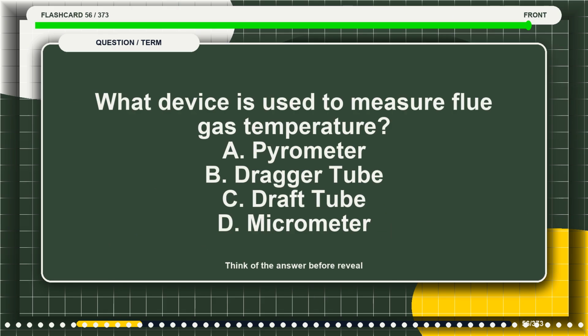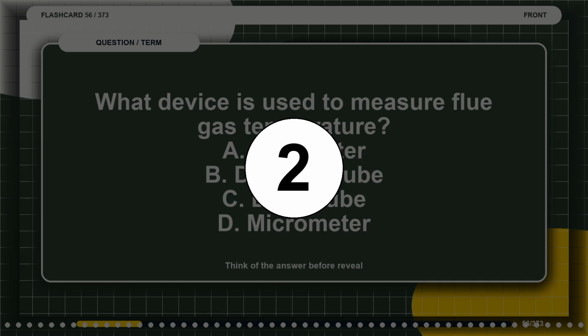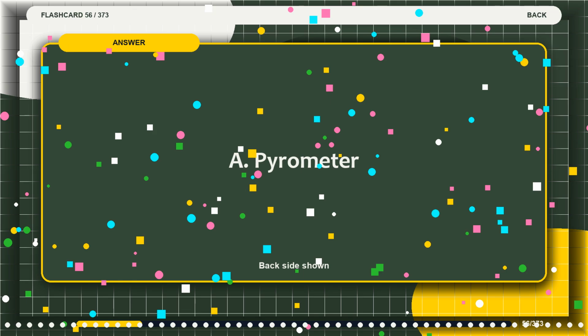Flashcard 56. What device is used to measure flue gas temperature? A. Pyrometer. B. Dragger tube. C. Draft tube. D. Micrometer. Think of the answer before the reveal. The answer is A. Pyrometer.